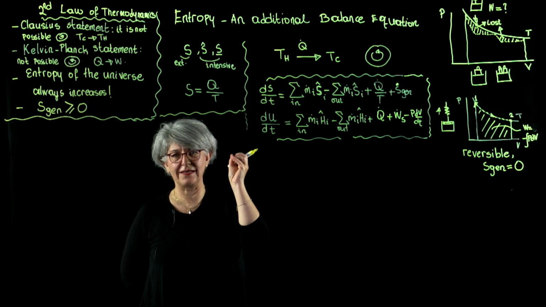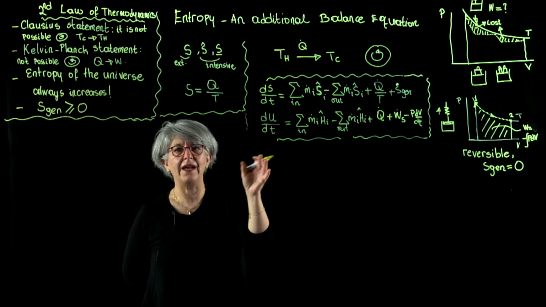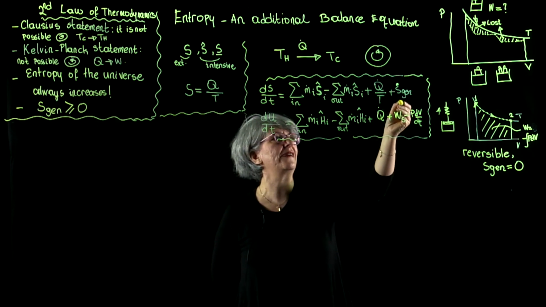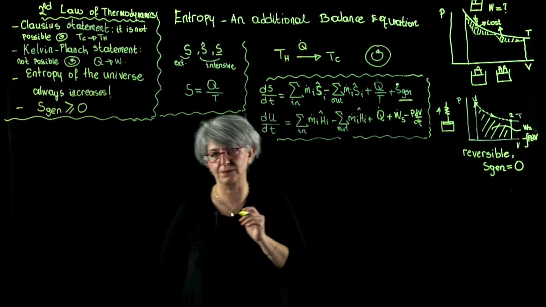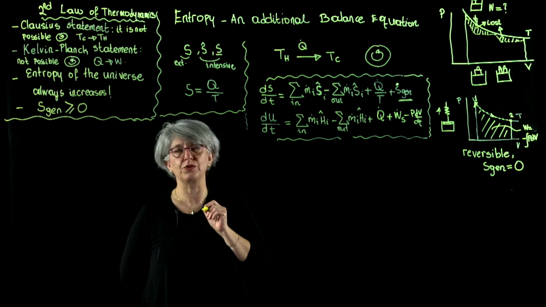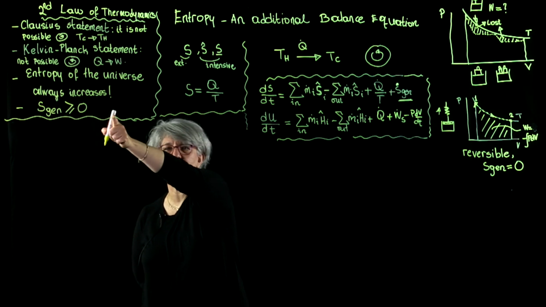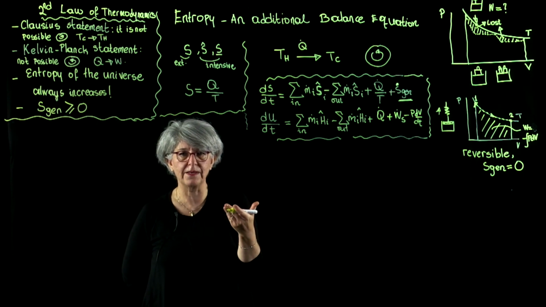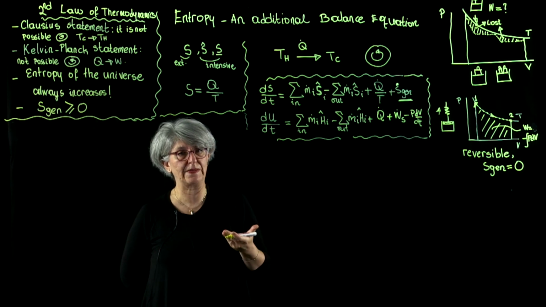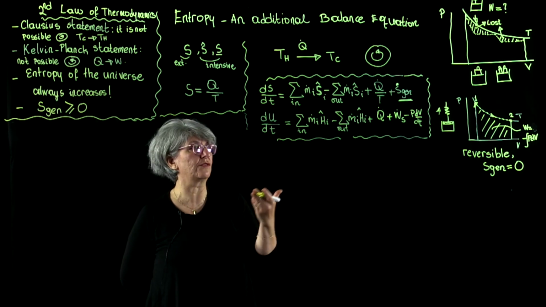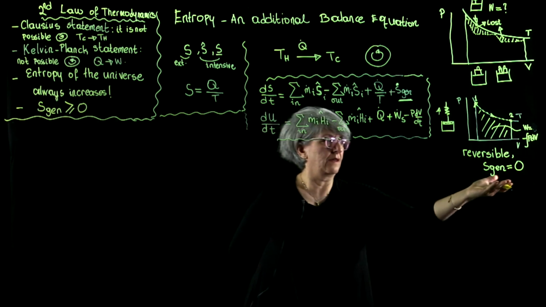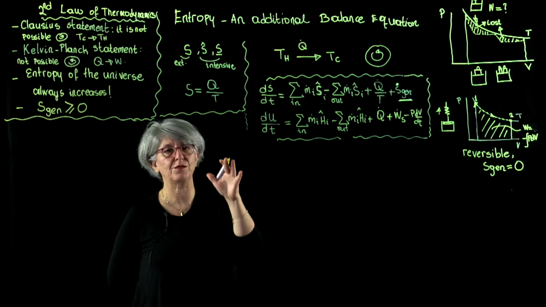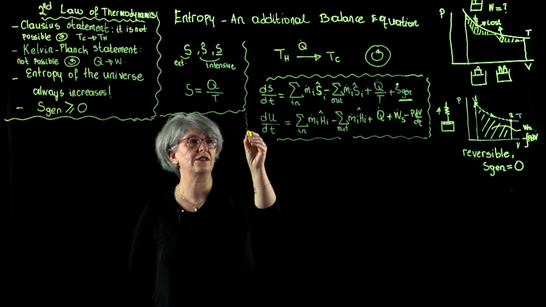Energy balance is a conservation law. Entropy balance is not a conservation law because we have a generation term. Due to the second law of thermodynamics, entropy of the universe always increases. For the reversible processes, entropy generation could be equal to 0. But for any other process, we have to have a positive entropy generation.